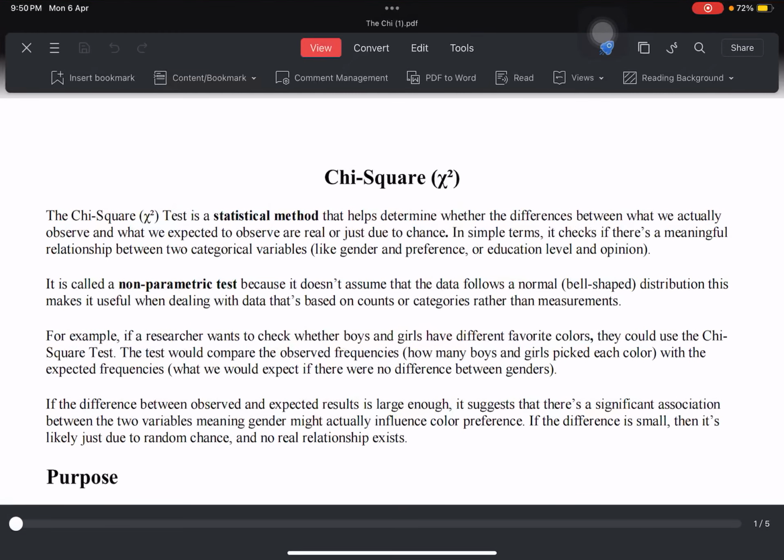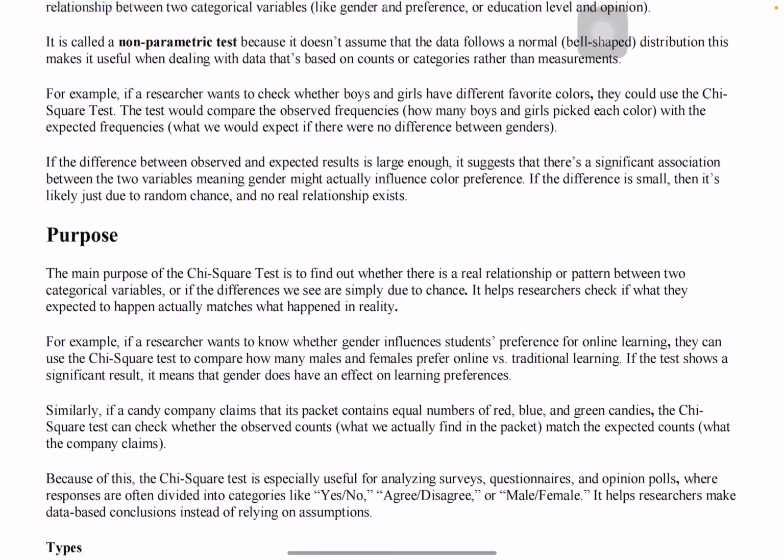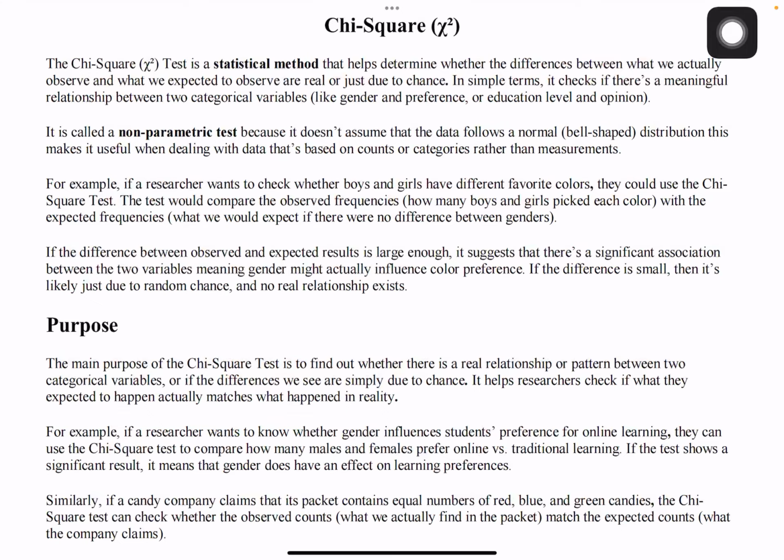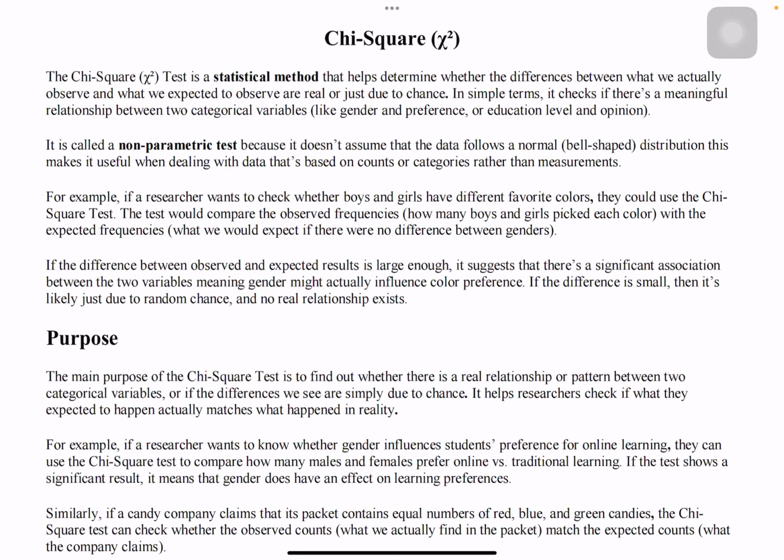Our topic is chi-square, which is denoted by x square. The chi-square test is a statistical method that helps determine whether the differences between what we actually observe and what we expected to observe are real or just due to chance. In simple terms, it checks if there is a meaningful relationship between two categorical variables like gender and preferences, or education level and opinion.